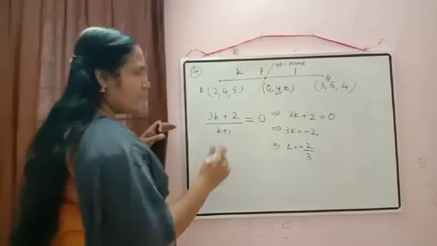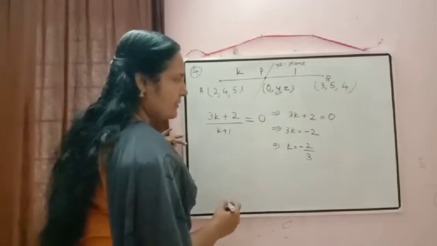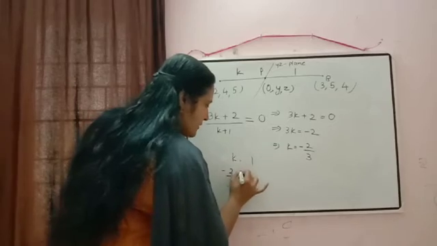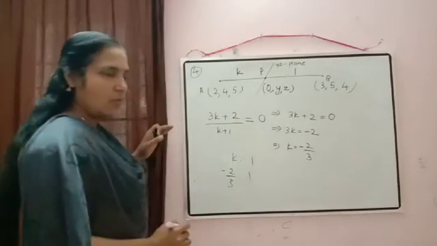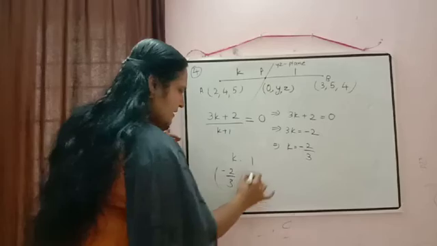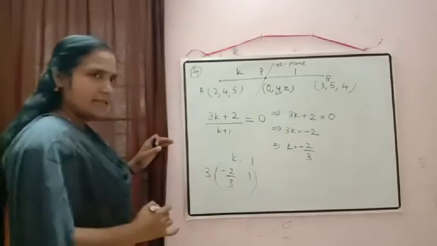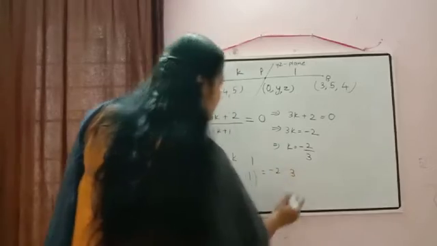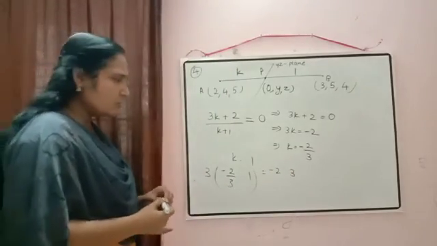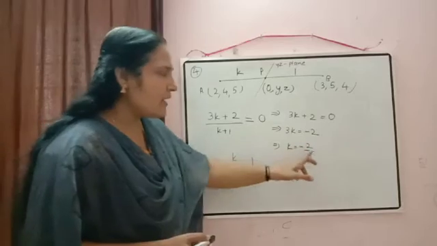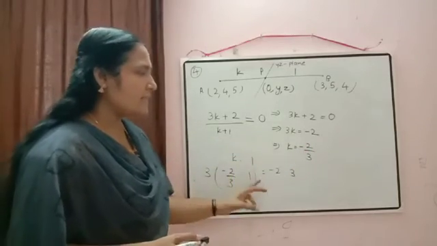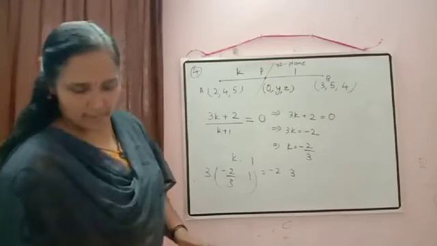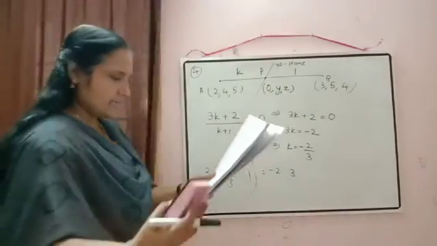Now if you have to write down the ratio there, how we will write? Our ratio is k is to 1. So it will come minus 2 by 3 is to 1. To avoid this fraction, we will multiply whole by 3. So we will get the ratio is equal to minus 2 is to 3. You don't have to show this step. If you got the value of k, just write down there the ratio is minus 2 is to 3. Clear? Okay.